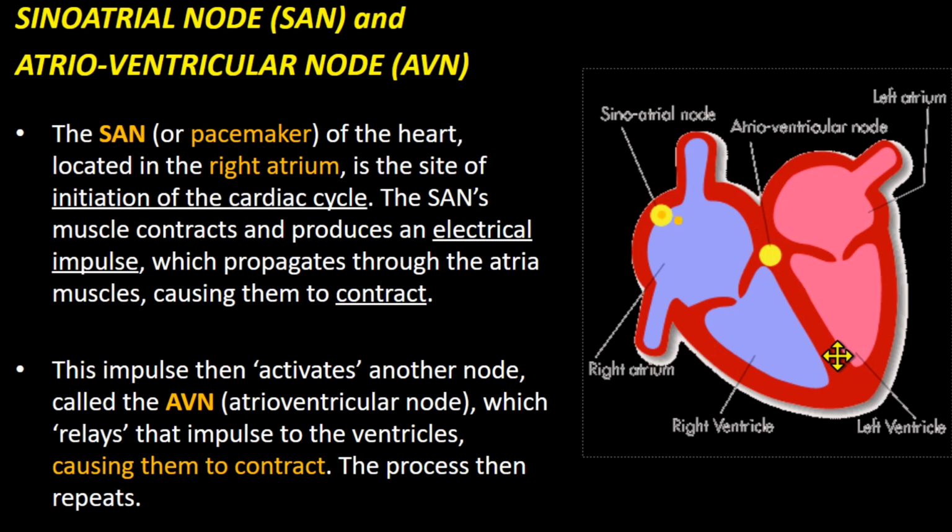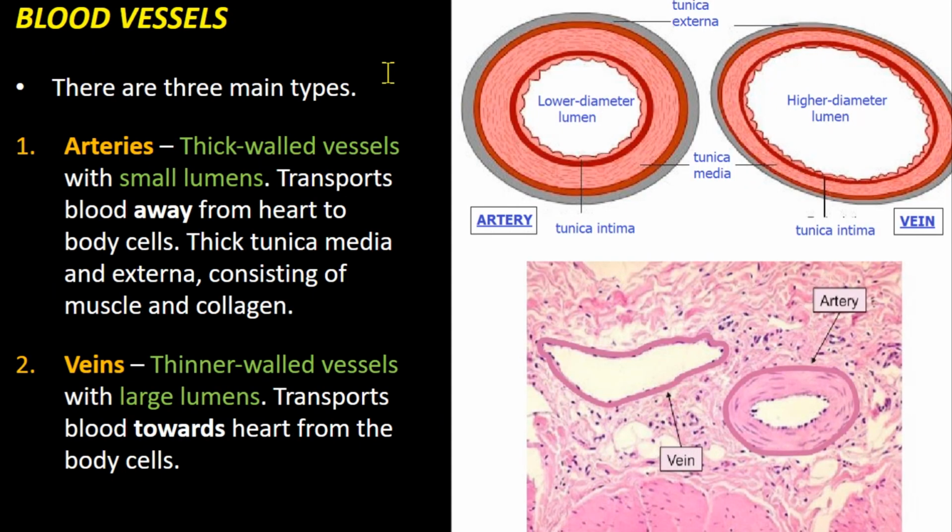This process would then repeat. So blood vessels, there are three main types. The arteries, basically what you're seeing here. So arteries are thick-walled vessels with small lumens. The lumens are basically the passageways for blood flow.